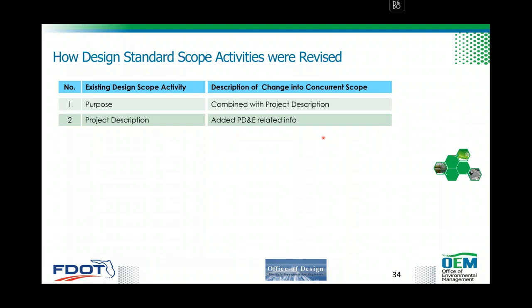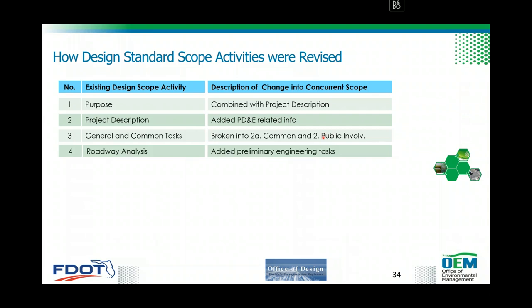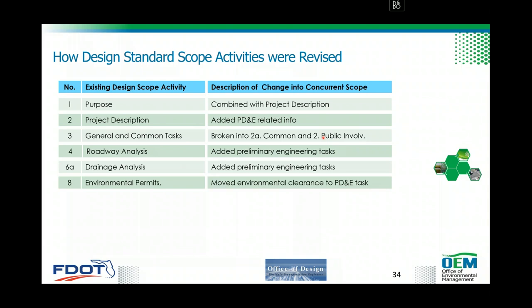Section 2, which was a project description, we added PD&E related information, and then general common task we broke into 2A, which is project common and general task, and 2B, public involvement. Section 4, which is a roadway analysis, we added most of the preliminary engineering tasks. 6A, we added preliminary engineering tasks.